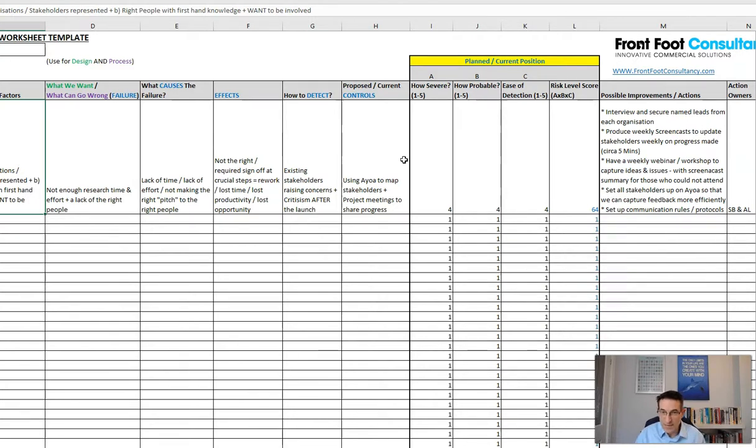This together is magical, I find. So if you just do the 8D on its own, it's not as strong. And if you just do the FMEA on its own, it's not as strong. Bring the two together and it really pays dividends. So I'm hoping that this example helps you to see how the two work together, and I hope you find a lot of value in it.